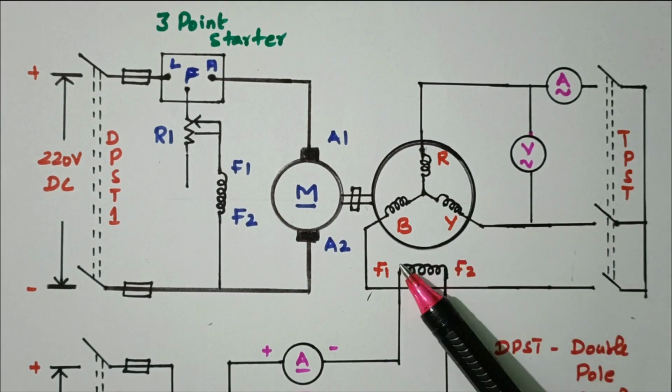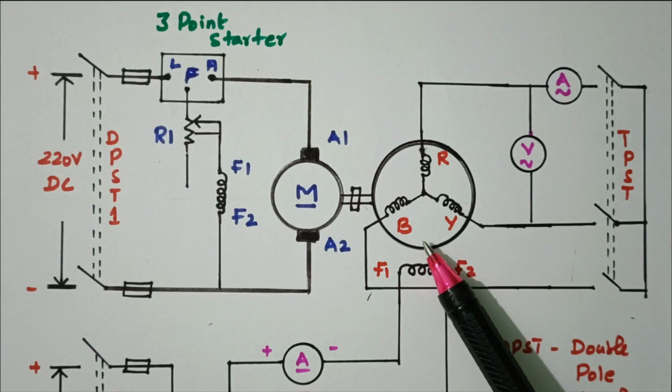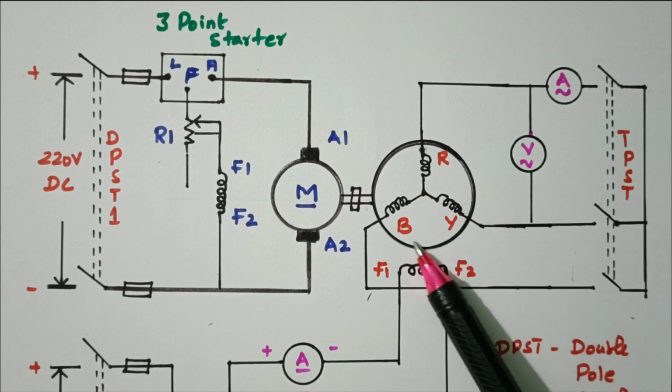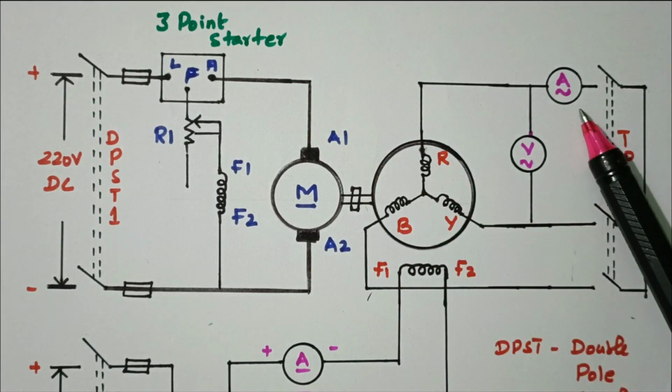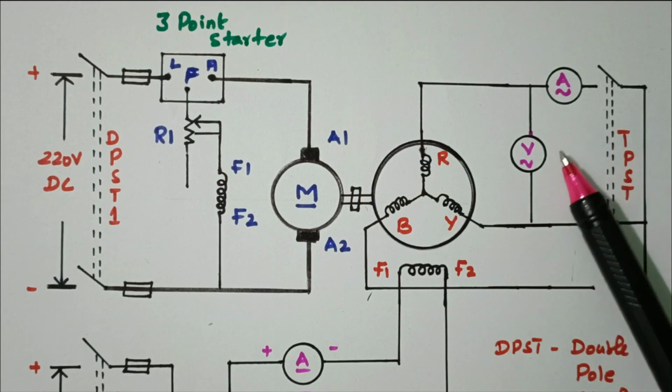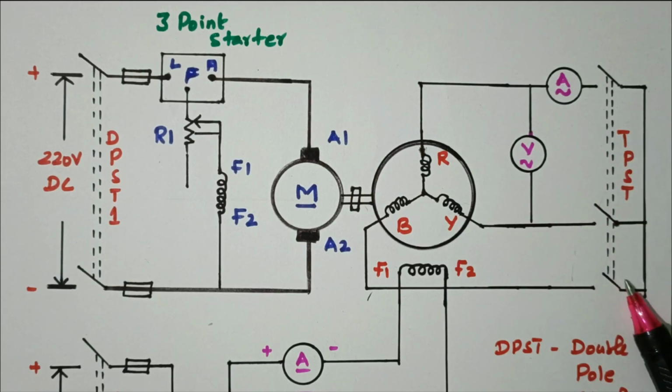So this is the alternator. We are going to identify the voltage regulation. R, Y, B phase is there. We can measure the current and voltage using ammeter and voltmeter. We can close the circuit by using the TPST switch.